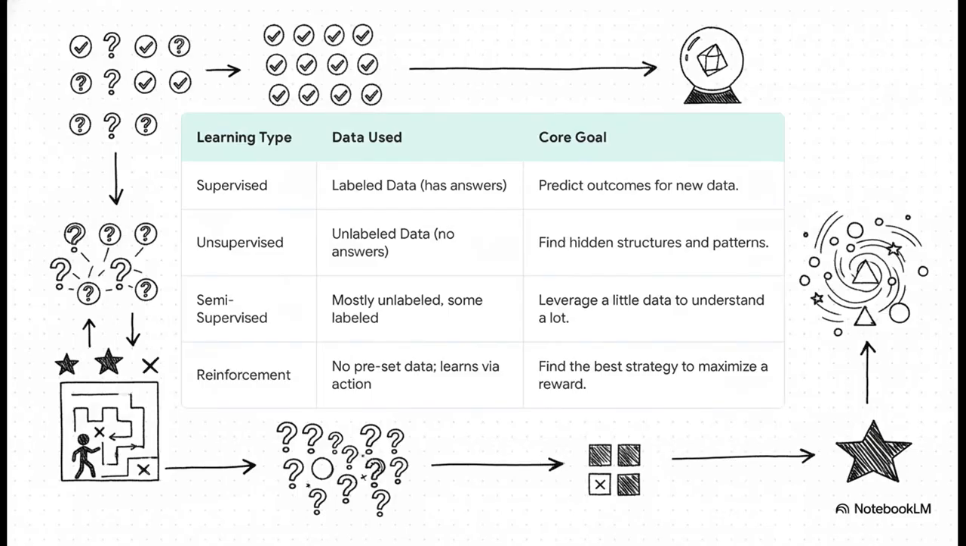Let's do a super quick recap, okay? Supervised learning predicts outcomes using data that already has all the answers. Unsupervised finds hidden patterns in data with no answers. Semi-supervised uses just a little bit of labeled data to make sense of a whole lot of unlabeled data. And finally, reinforcement learning figures out the best strategy through pure trial and error, rewards, and penalties.